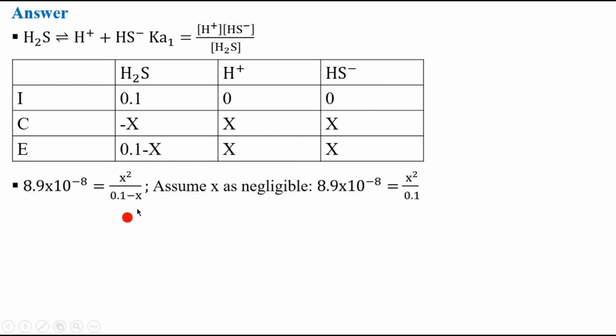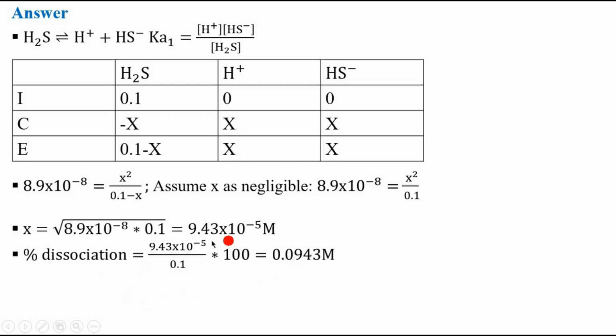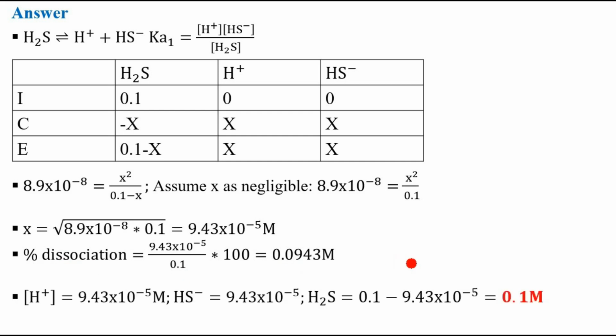If you assume X negligible, then we can have X equal to this value, 9.43 times 10 power negative 5 molar. Then we check whether the assumption is valid by calculating the percentage dissociation. Here we can see that the percentage dissociation is less than 5%. That means the assumption is valid. Then you can say that X is equal to this value, 9.43 times 10 power negative 5 molar.